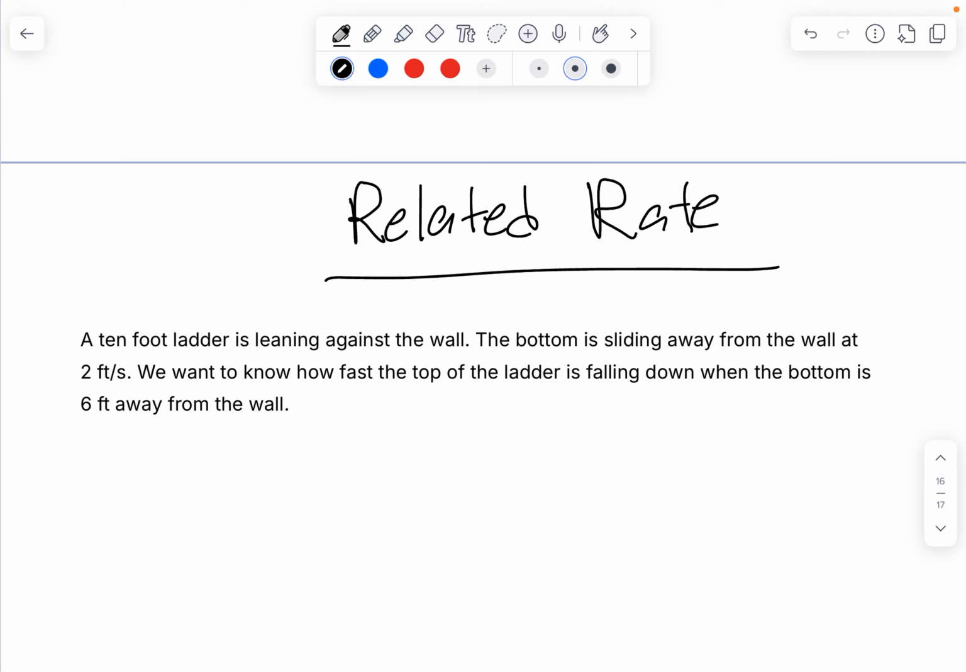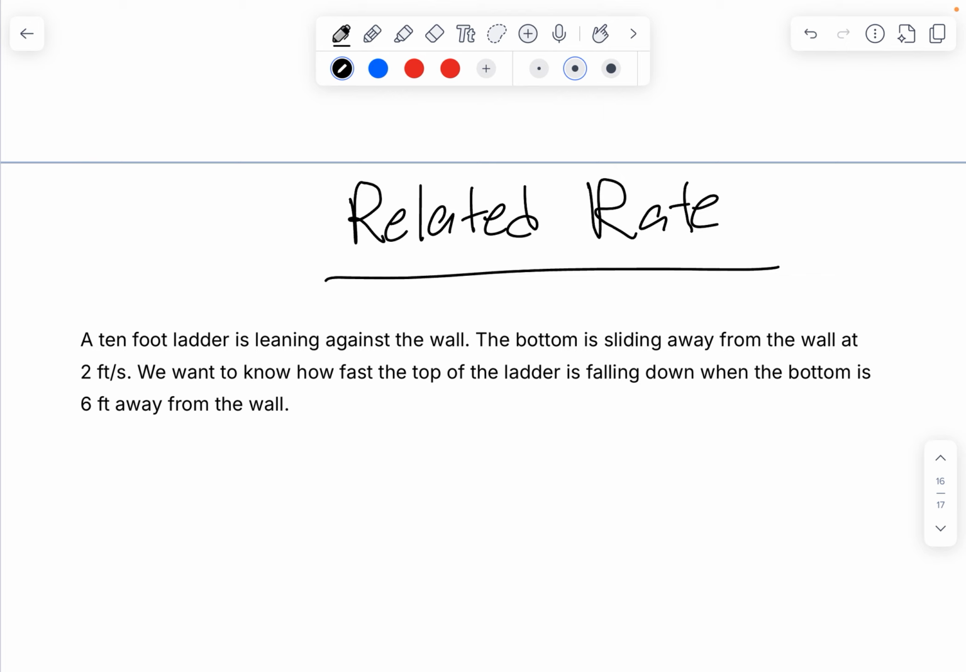Hi, let's solve a related rates problem step by step. These problems always follow the same type of process, so hopefully once we do this problem today, it'll make a lot more sense and make your related rates problems a lot easier. So let's get right into it.